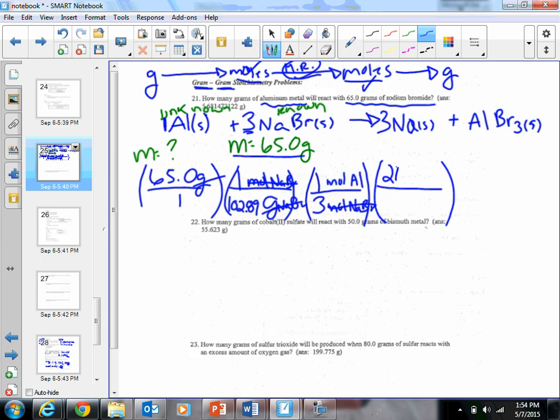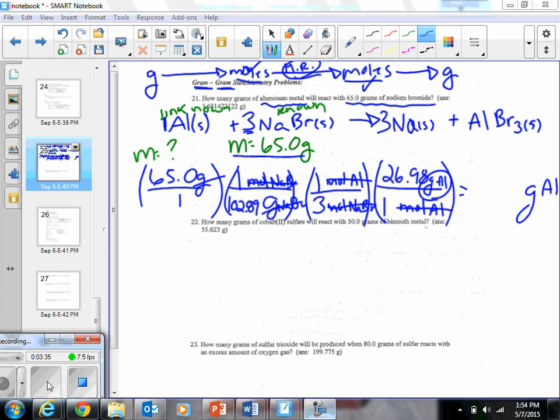So 26.98 grams of aluminum per 1 mole of aluminum. Moles cancel. And our units that we're left with are grams of aluminum, which is what we were solving for. So we get an answer of 5.6814, etc. If we round that off, we want 3 significant digits. So it'll be 5.68 grams.